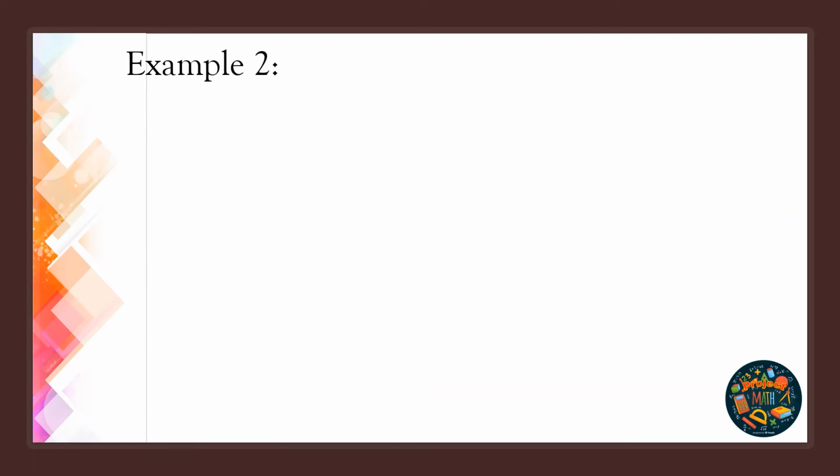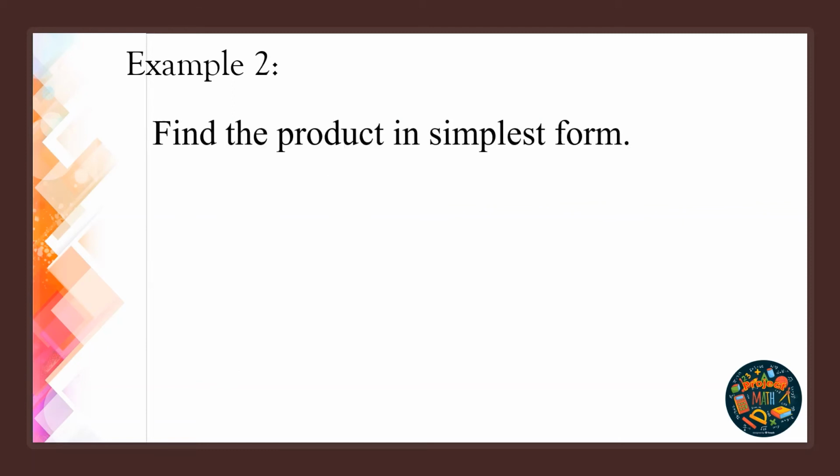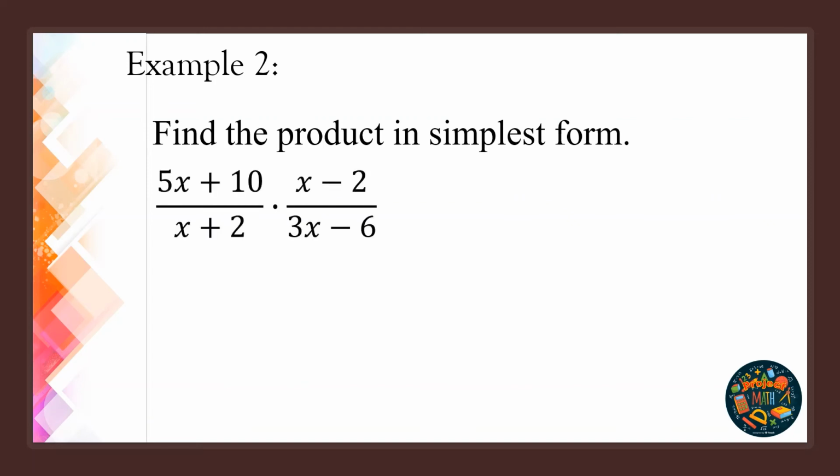Example number 2. Find the product in simplest form. So we have (5x + 10) over (x + 2) multiplied by (x - 2) over (3x - 6). In this kind of expression, we are going to use the factoring technique. Dito na natin magagamit ngayon yung different factoring techniques na pinag-aralan natin kanina. Okay, so let us find the factors.